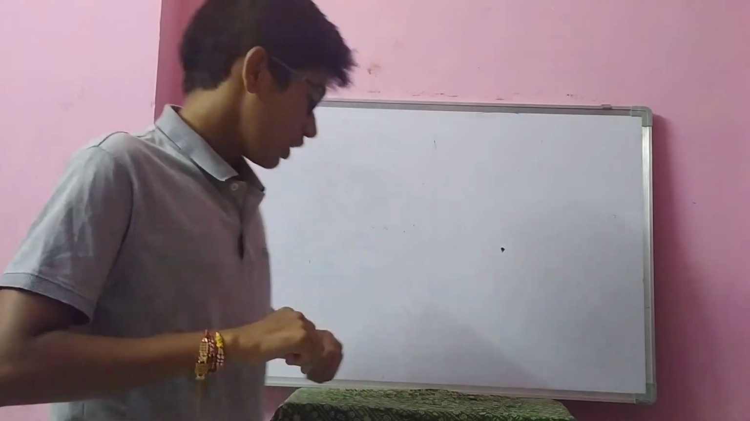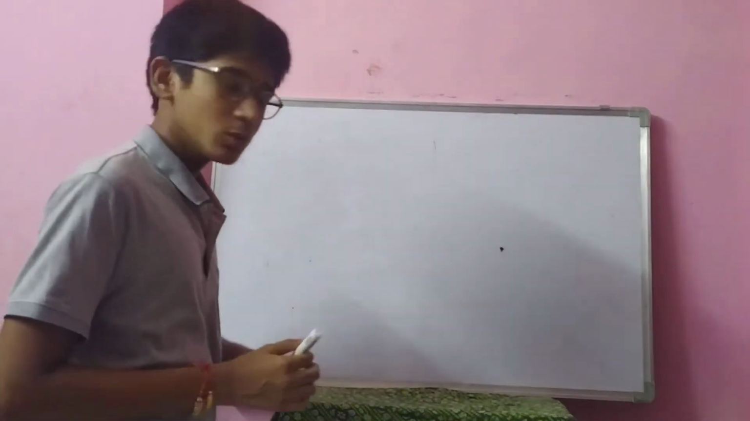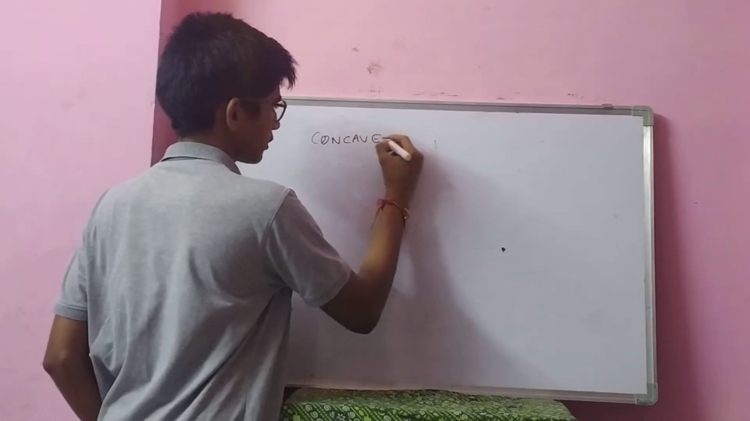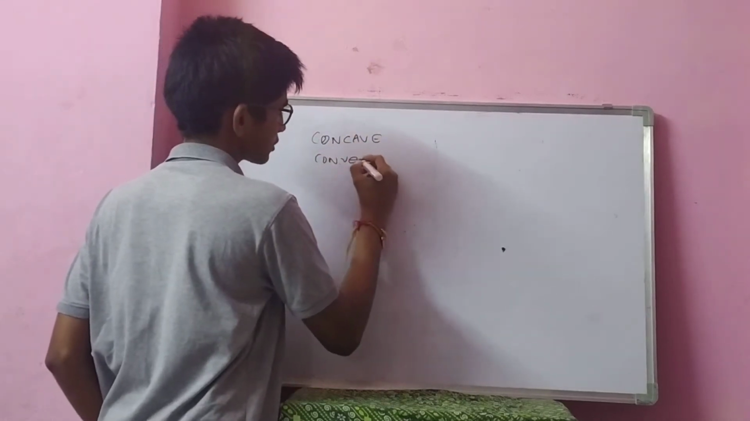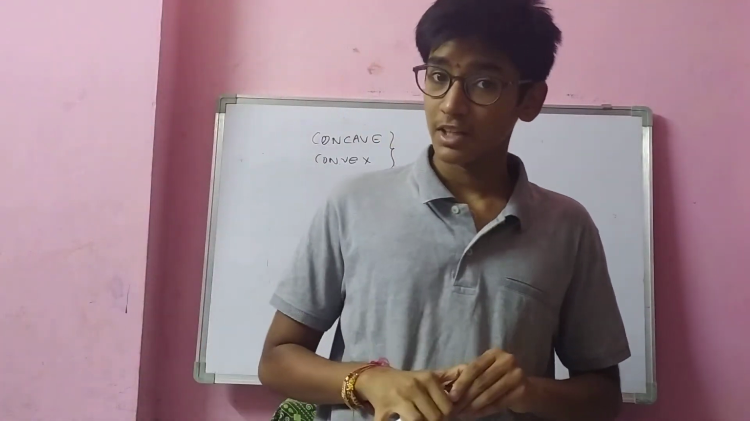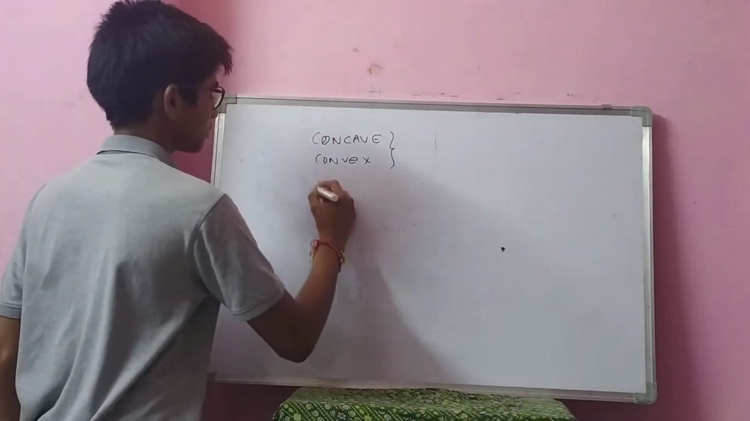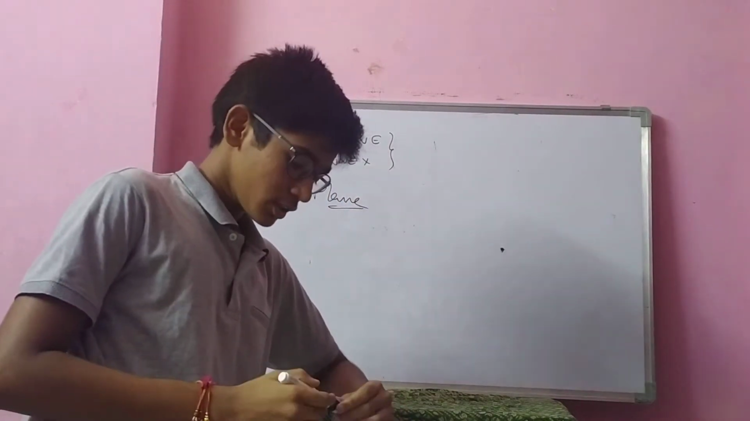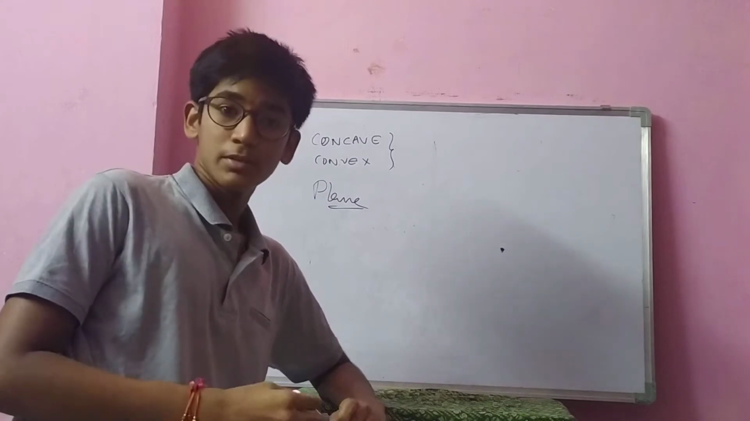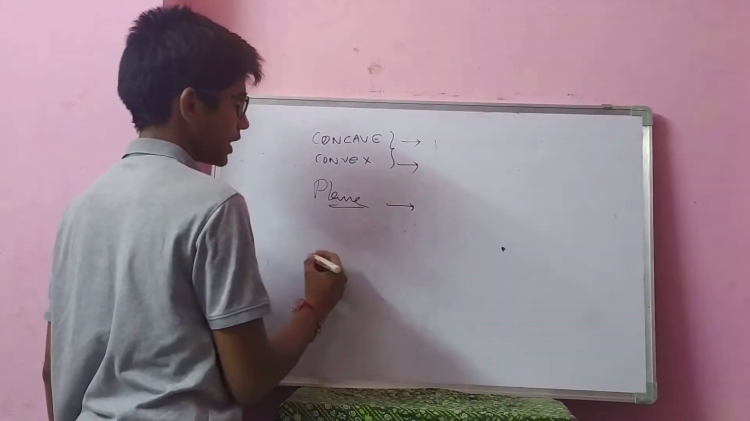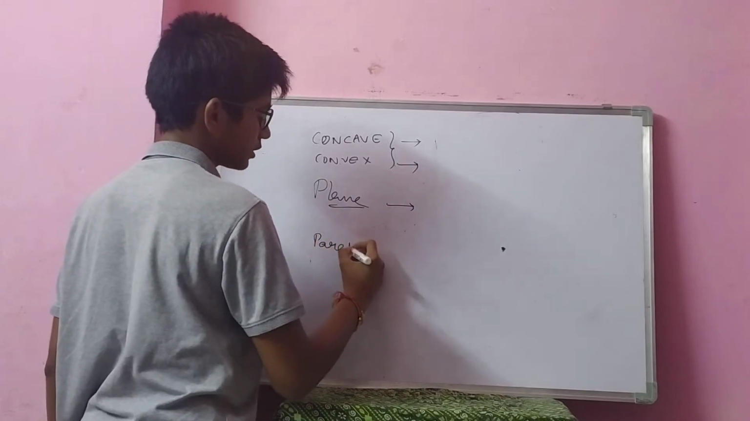In the previous video, we discussed an introduction to concave and convex mirrors, and we gave a brief explanation of plane mirrors also. I had also discussed different types of mirrors. There are mainly 4 types of mirrors: concave, convex, plane, as well as parabolic, right?